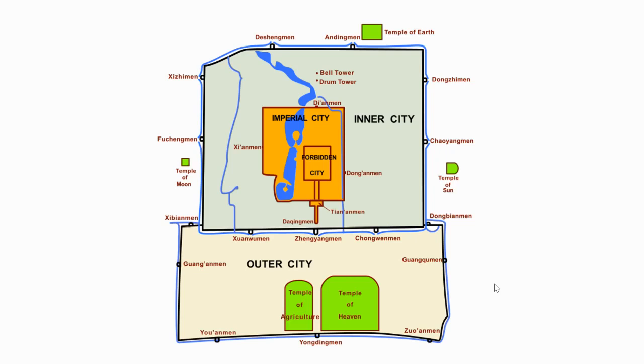So here is a map. So you have the outer city here, and we're going to take a look at the Temple of Heaven in a minute too. And then in the main inner city itself, you have the imperial city, which we're already restricting access to. And then beyond that, you have the Forbidden City itself.